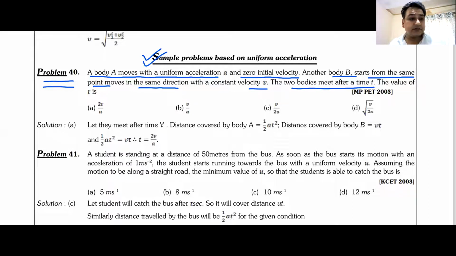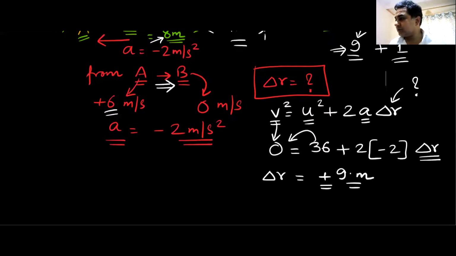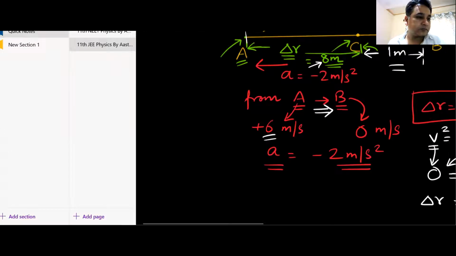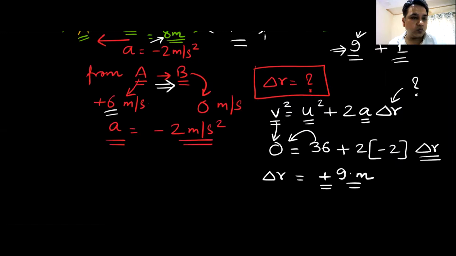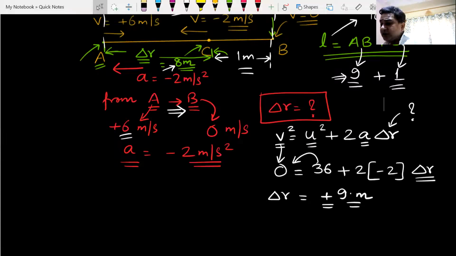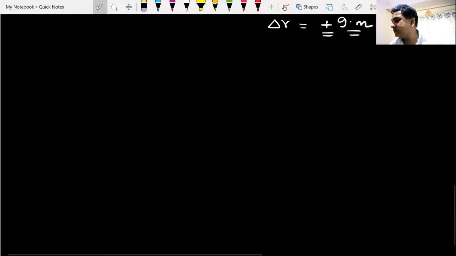Two bodies are meeting after time t. You have to tell me the value of the time t. Am I clear with this question? So now is the time that you solve this one. Solve this question. How to solve this one?